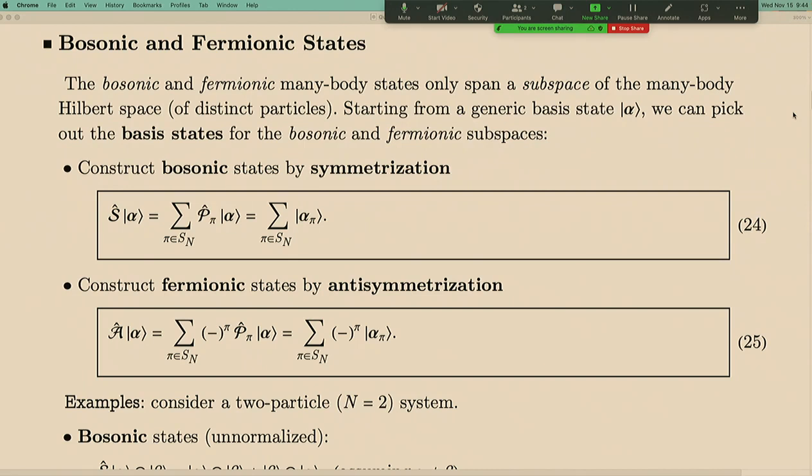Following the same principle, you can also construct a basis that is anti-symmetric under permutation. What we do is that every time we permute, we attach a permutation sign, a -1 to the pi, such that this new basis state will be anti-symmetric under permutation.